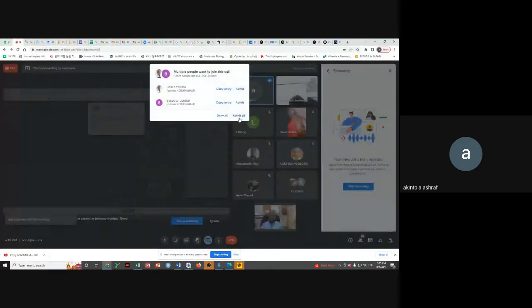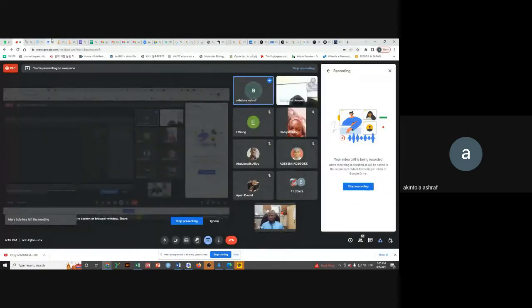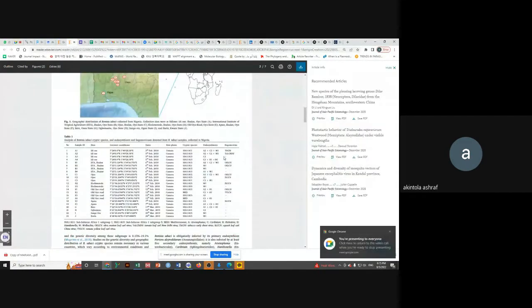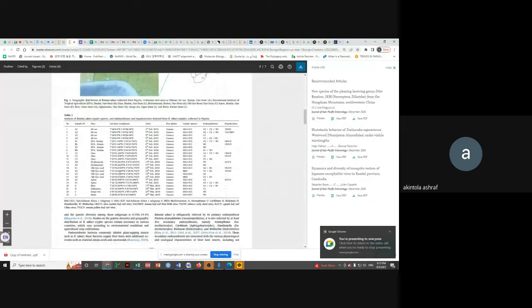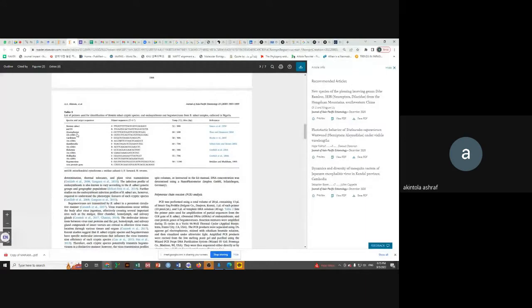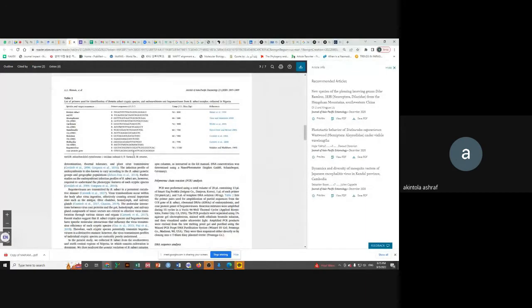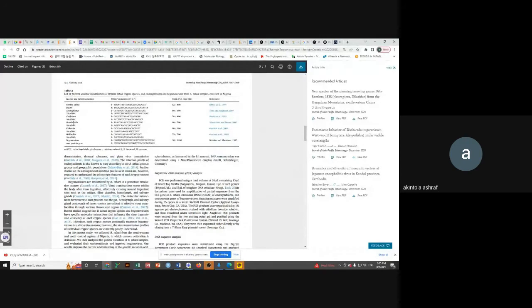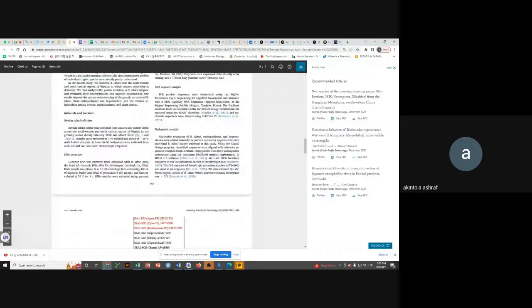So let me bring people in. That is the summary of each of the samples I collected. In the analysis, I used 23 samples of this insect. Now, this information contains the primers I used to carry out the experiment. So I used 1, 2, 3, 4, 5, 6, 7 primers. I used 7 primers to carry out the experiment.